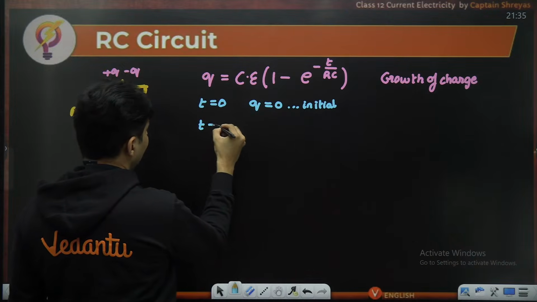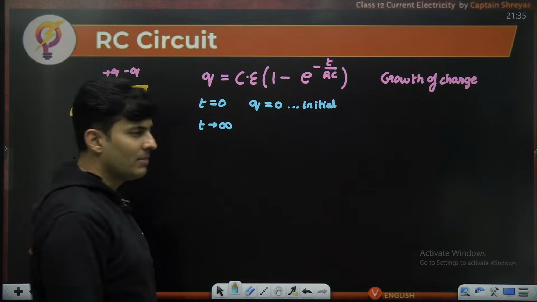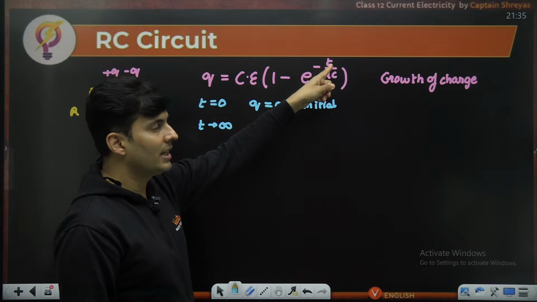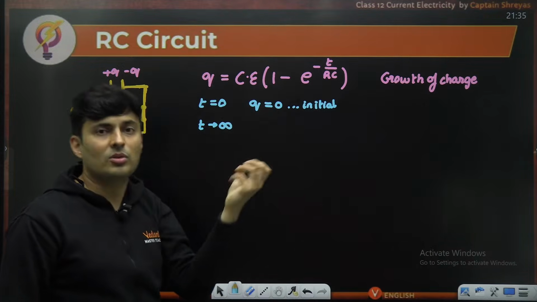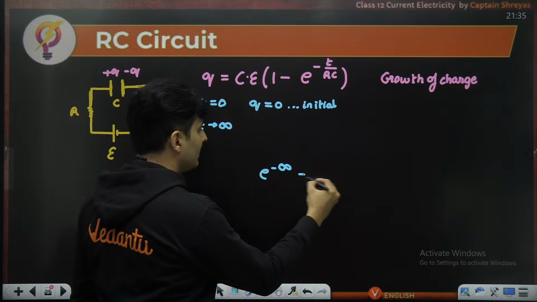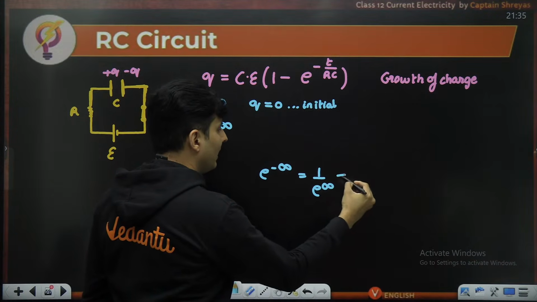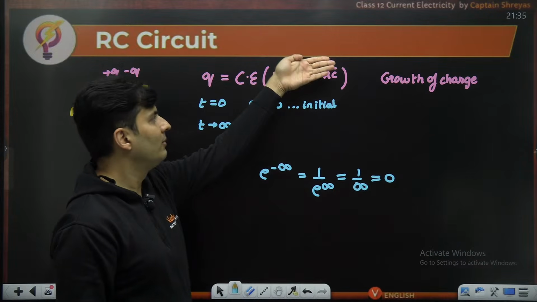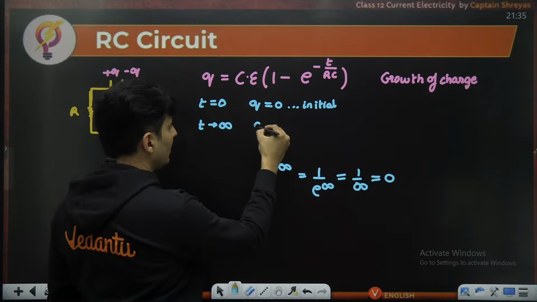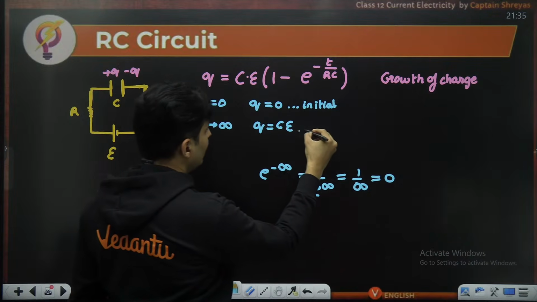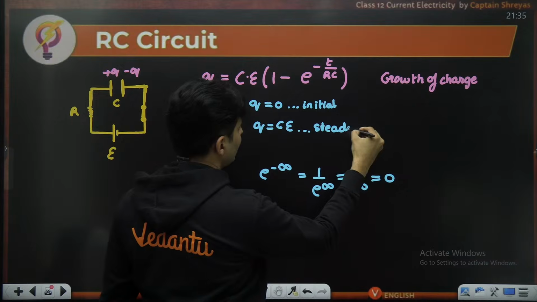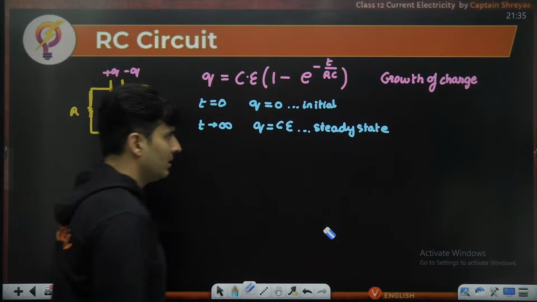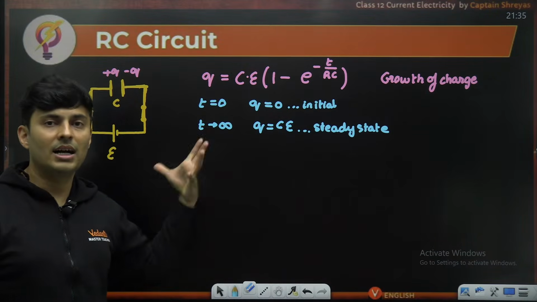But when time becomes very, very large, t will become infinity. E raised to minus infinity is 1 by e raised to infinity. 1 by a very large number is as good as saying 0. So this term will vanish. So it will just become CE. So the final charge will be CE. This is called your steady state. This is very, very important. This is what happens when you start charging a capacitor.